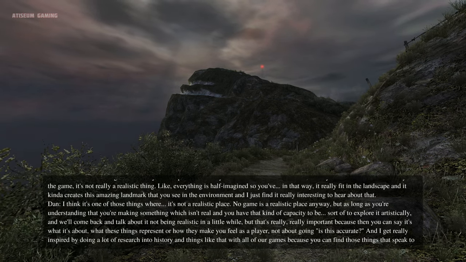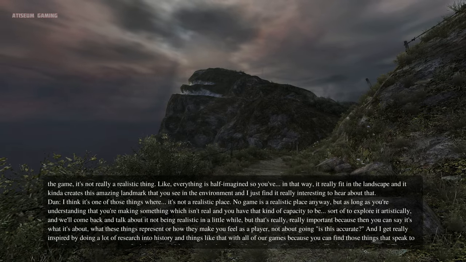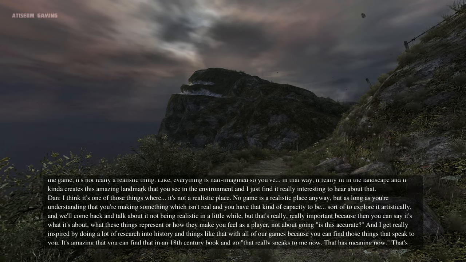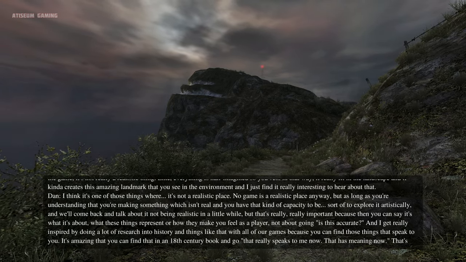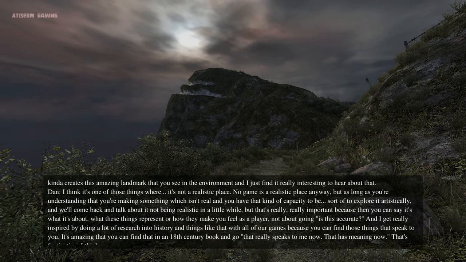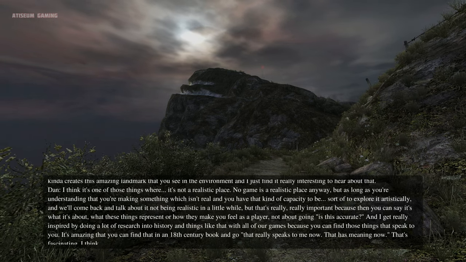And I get really inspired by doing a lot of research into history and things like that with all of our games. Because you can just find those things that speak to you. It's amazing you can find that in an 18th century book and go, that really speaks to me now, that has meaning now. And that's fascinating, I think.